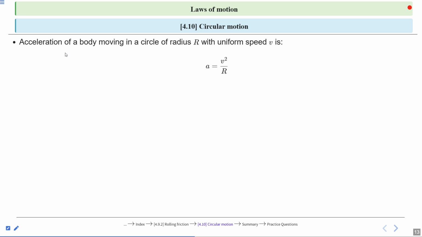Next, acceleration. The acceleration of a body moving in a circle of radius r with uniform speed v is a equal to v squared by r. Here r is the radius of the circle. So this is the acceleration of the body, and its direction is always towards the center.